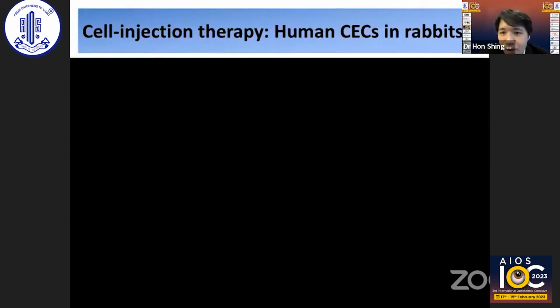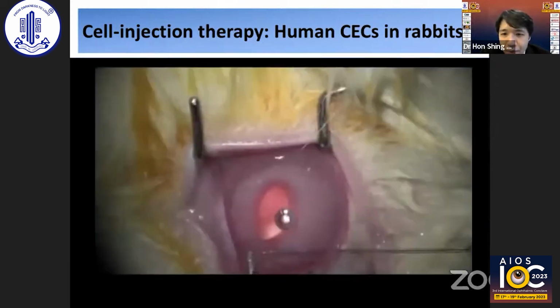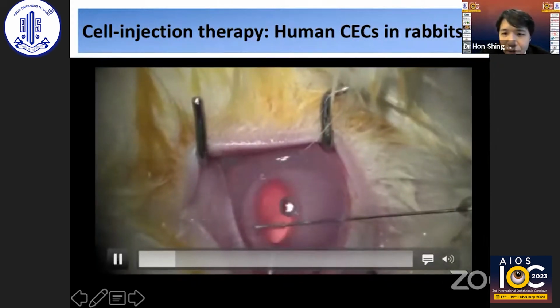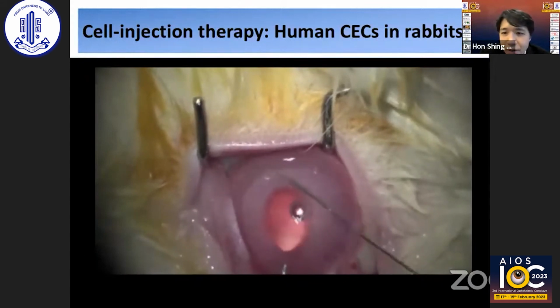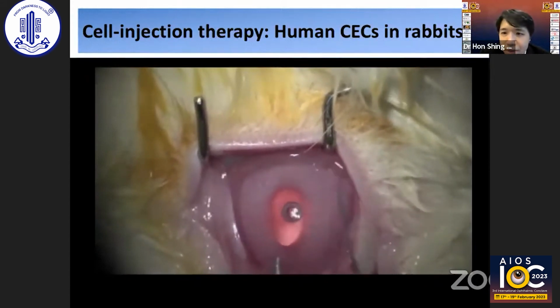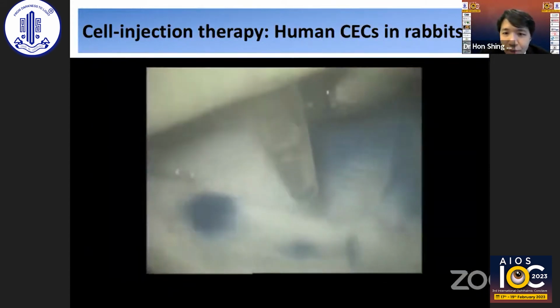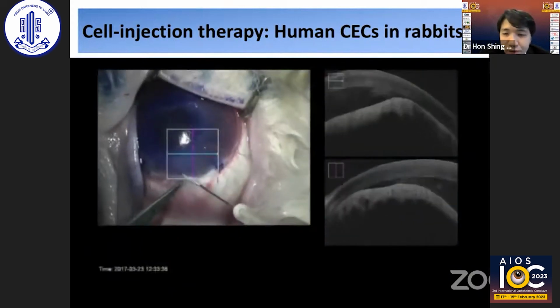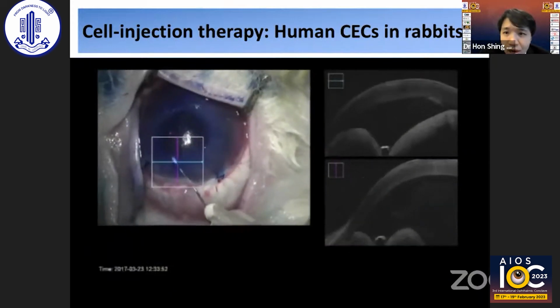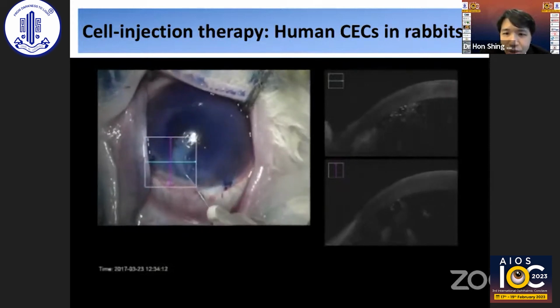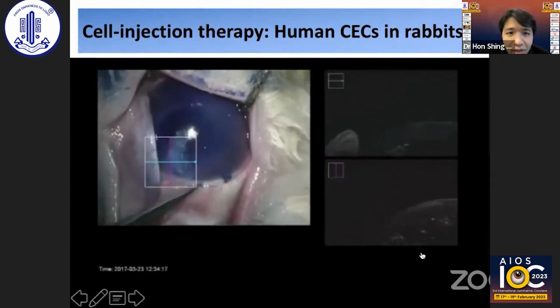So how about in the field of translational research? This is something that we've been working on in SERI, our Eye Research Institute, and this is a surgical video of cultivated human corneal endothelial cell injection therapy on rabbits. So a silicon tip cannula was used to scrape the Descemet's membrane to remove all rabbit corneal endothelial cells. Trypan blue was used to assess the areas of Descemet's membrane that's denuded of corneal endothelium, which stains blue. And then cultivated cells injected.